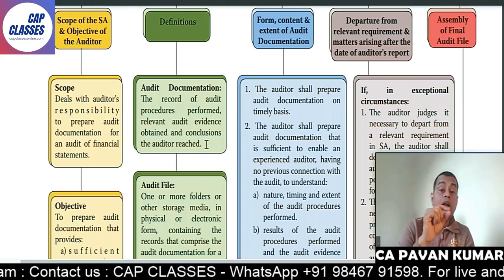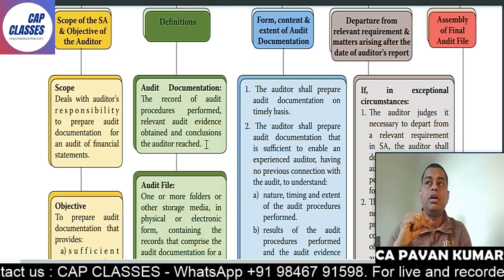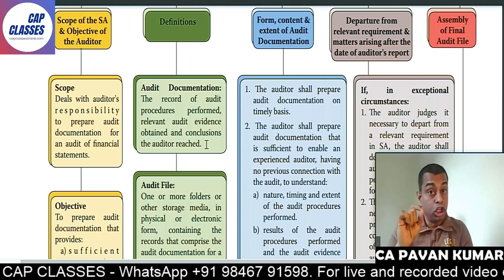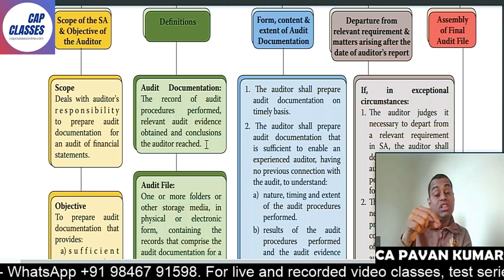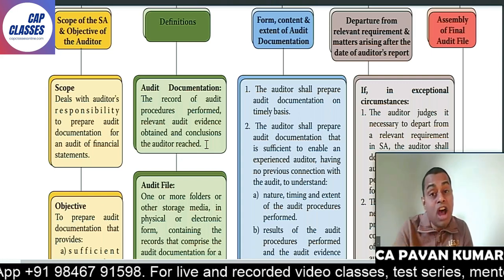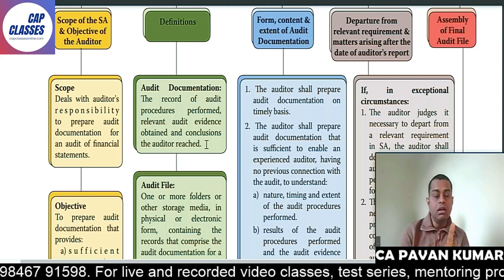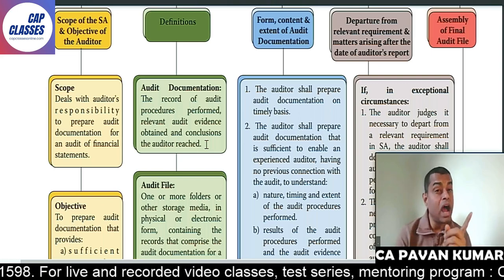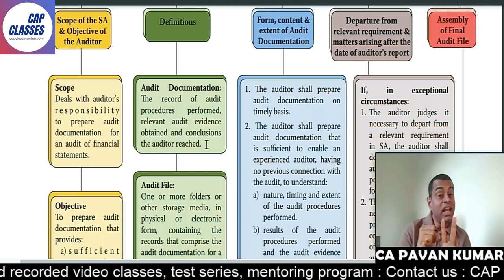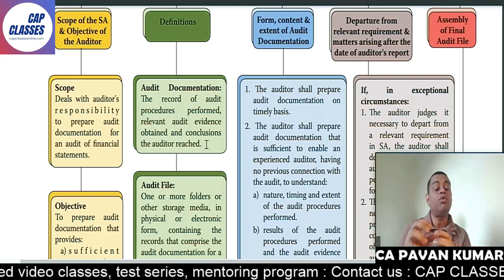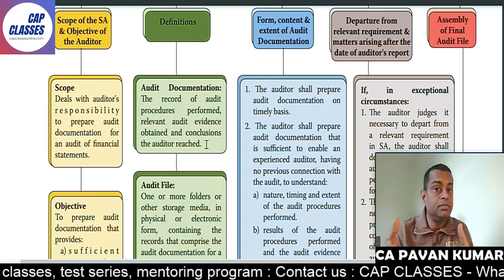One, what are the audit procedures performed? Two, what is the audit evidence obtained? Three, what conclusions are drawn based on one and two? One, procedure, when you apply procedure. Two, you obtain evidence. Three, after obtaining evidence, what is the conclusion you have drawn?